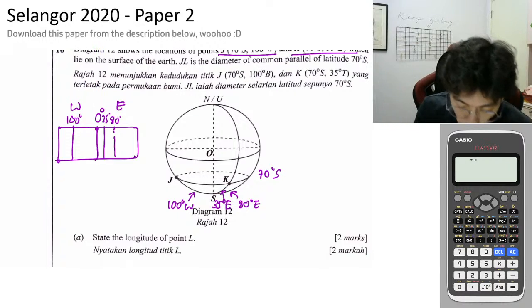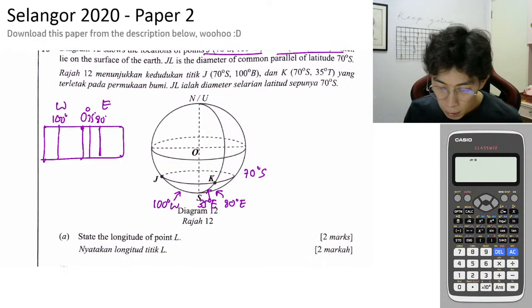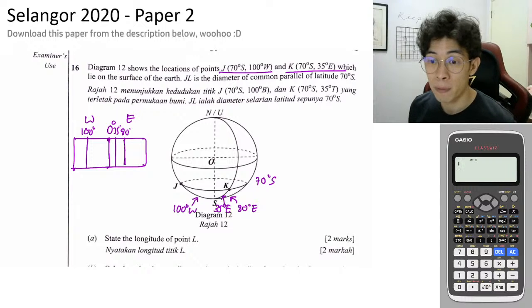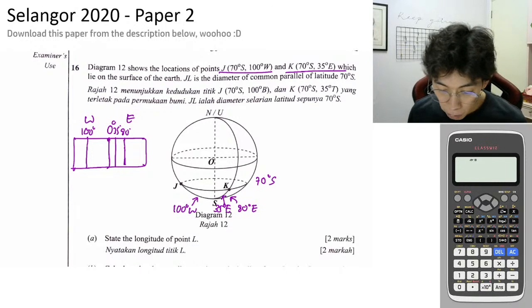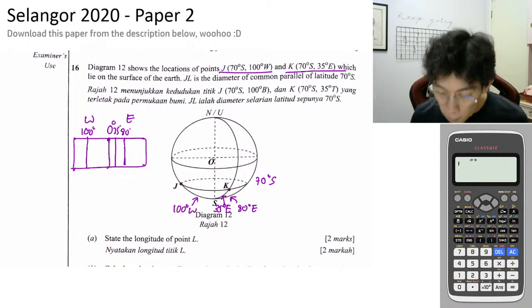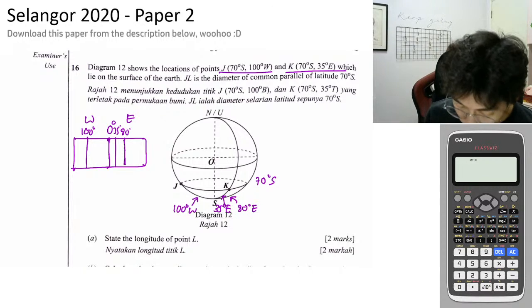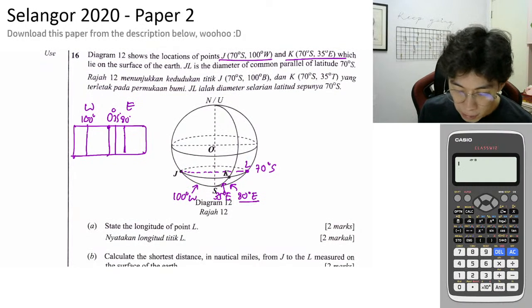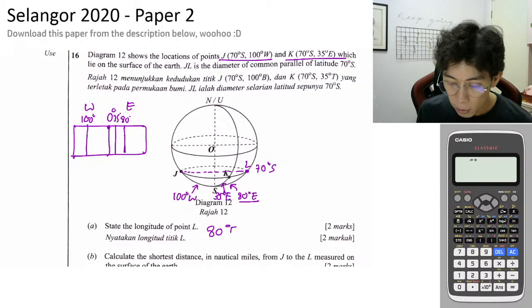Okay, now. What else did they mention? They mentioned JL, a diameter of common parallel of latitude 70. So this is the diameter and this is your point L. Looks like we have the L already. Where L longitude, do you notice you get 80 east already? Then you put 80 east, you get 2 free marks.